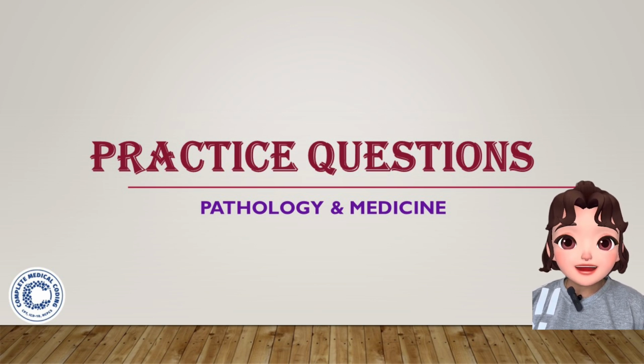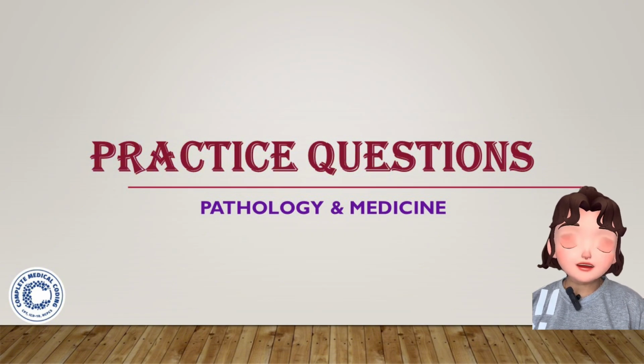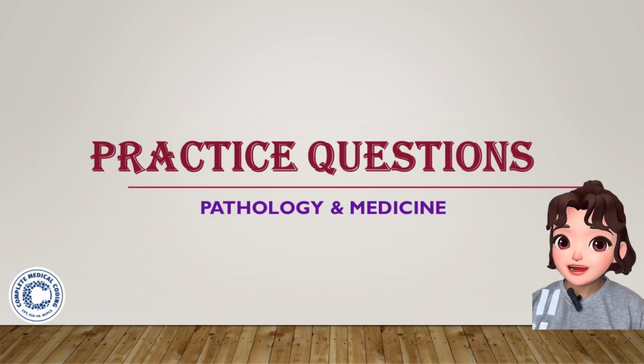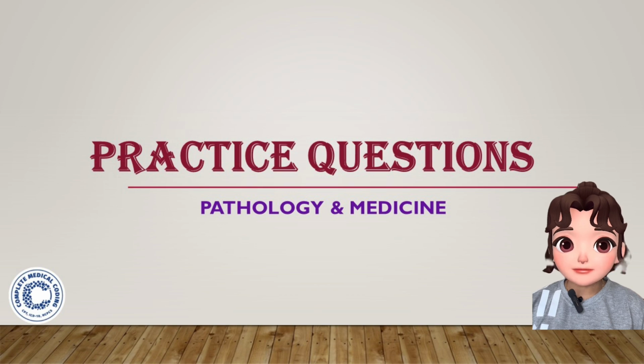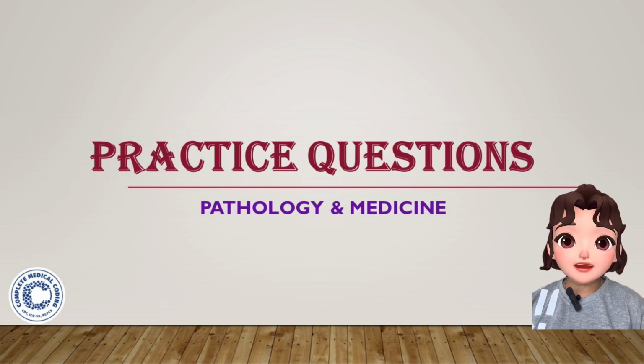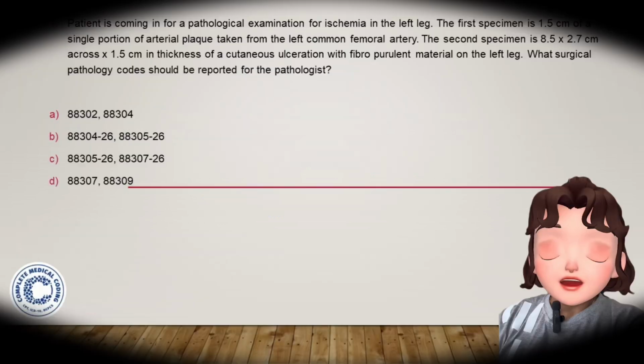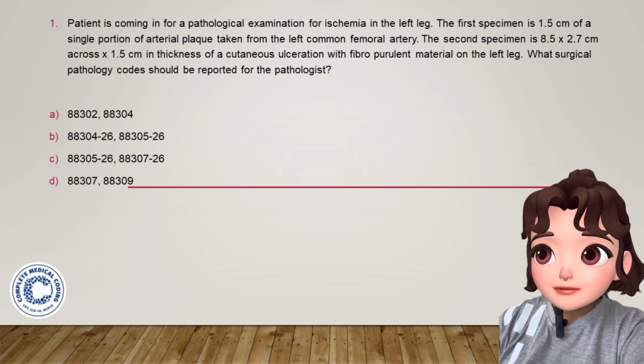Today, let's discuss a few practice questions from the pathology and medicine section. We'll discuss the 80,000 and 90,000 series together. Okay, so let's have a look into it one by one. So let's move on to the first question.